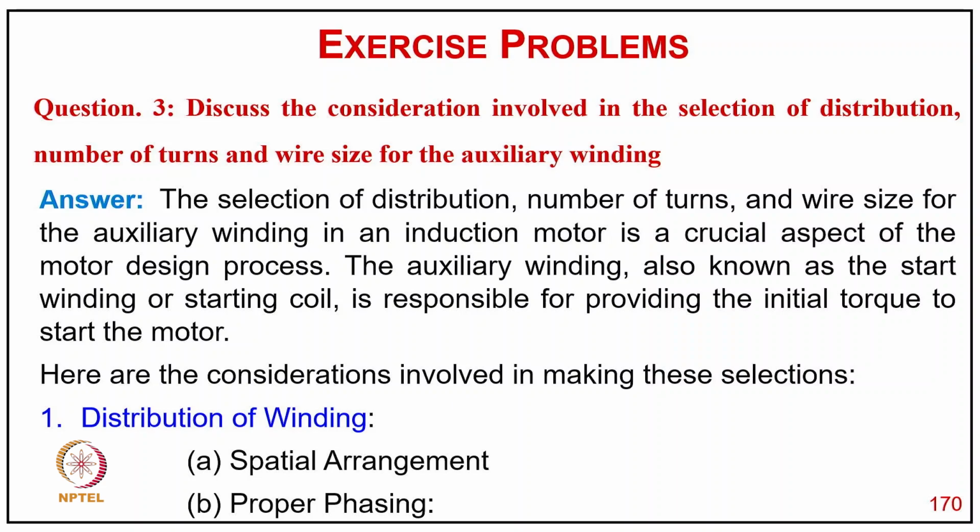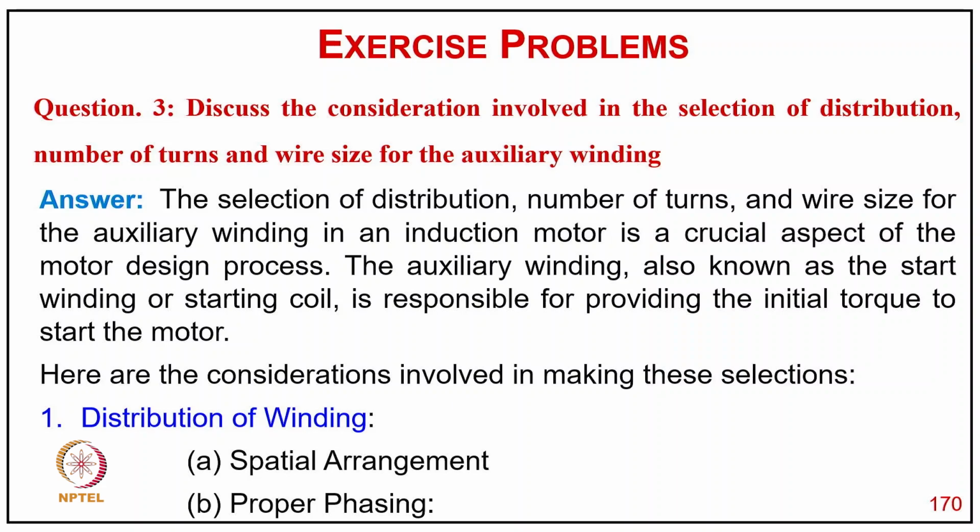Now question 3, discuss the considerations involved in the selection of distribution, number of turns and wire size of the auxiliary winding. The selection of distribution, number of turns and wire size of the auxiliary winding in an induction motor is a crucial aspect of the motor design process. The auxiliary winding, also known as the starting winding or starting coil, is responsible for providing the initial torque to start the motor.